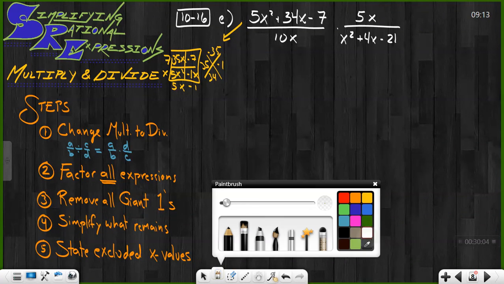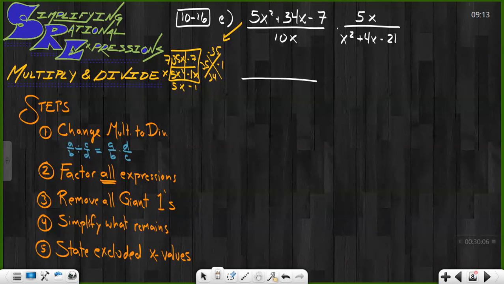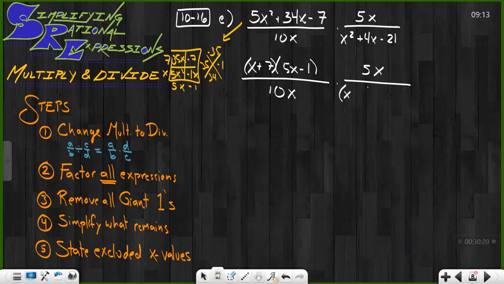All right, so that all boils down to, let's go ahead and get myself set up here. I've got (x plus 7) over (5x minus 1), over 10x, that didn't have to be factored, times 5x over, and this goes down to just x squared, so I know it's going to be just x and x. And what's my diamond problem? Well, that's going to be 7 and negative 3, giving me plus 7 minus 3.